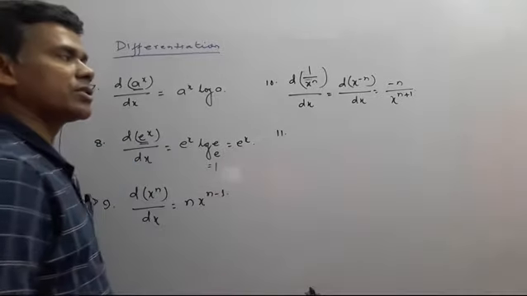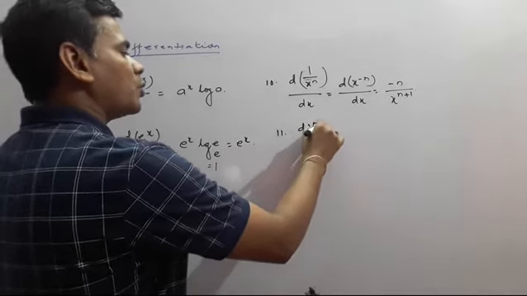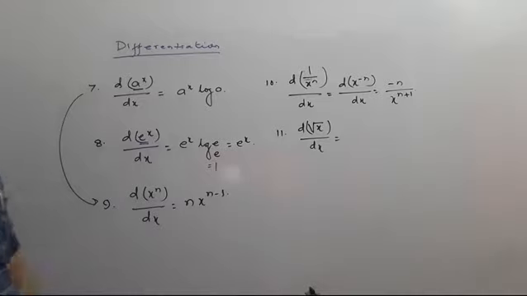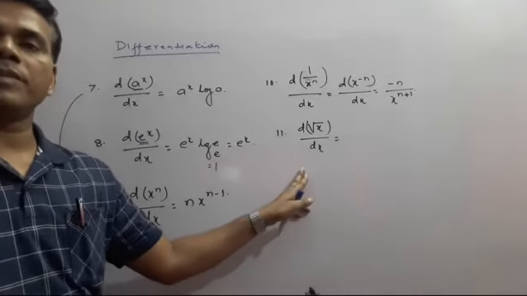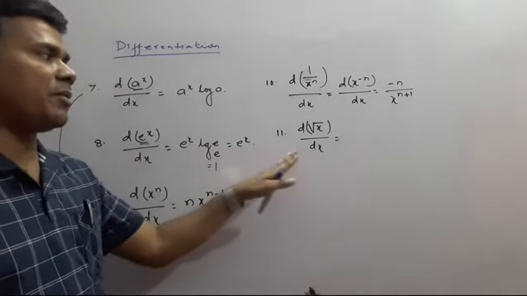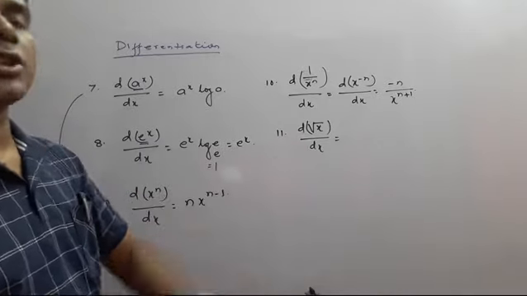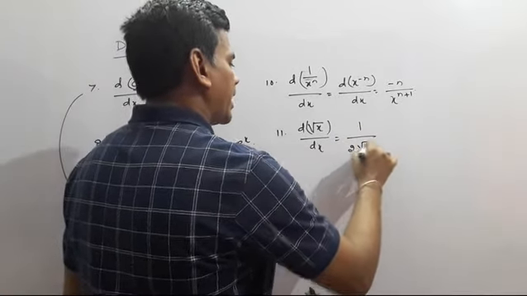Next formula is differentiation of root x with respect to x. The answer for root x can be determined by using formula number 9. But if you start to solve questions, you will find these types of functions come many times. So that's why we shall keep ourselves very familiar by knowing the answer of the differentiation of root x. So its answer is 1 by 2 root x.